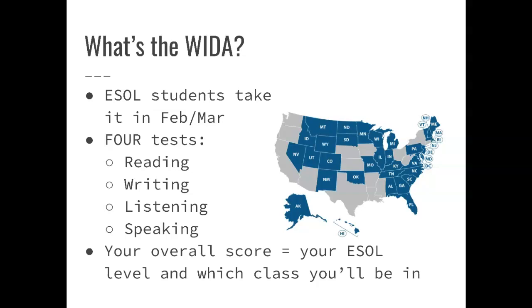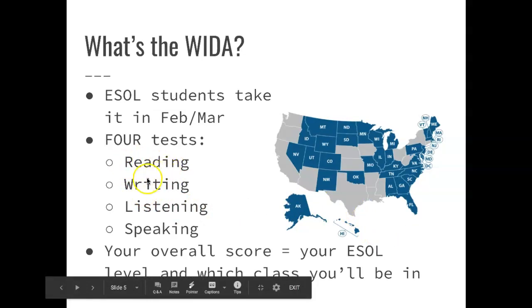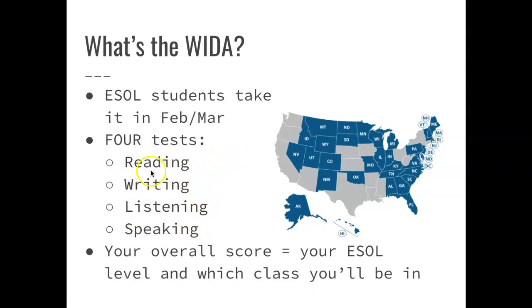Then they add up all of your scores to make an overall score. Just so you guys know, reading and writing are the biggest parts of your score. So if you got a perfect listening and speaking, that doesn't mean that you would get a high score if your reading and writing were lower. There's like some complicated math to figure that out. Once you have your overall score, your ESOL level and which class you'll be in next year is figured out by the school.